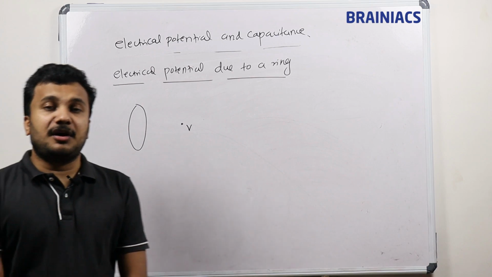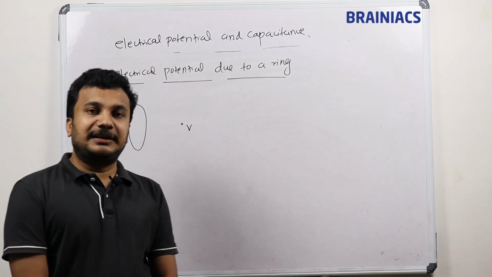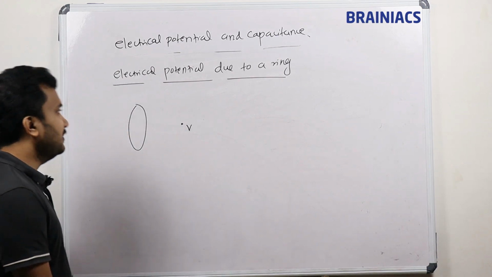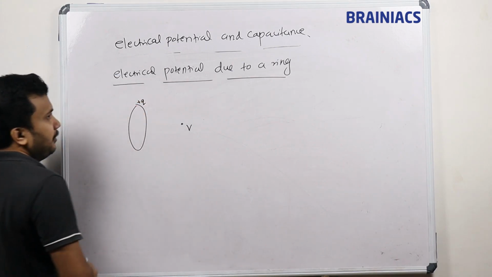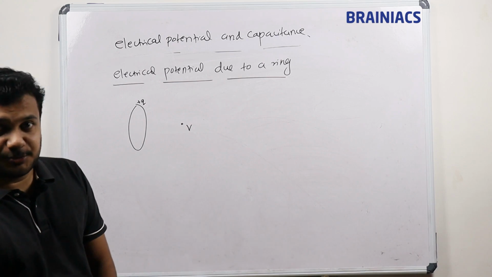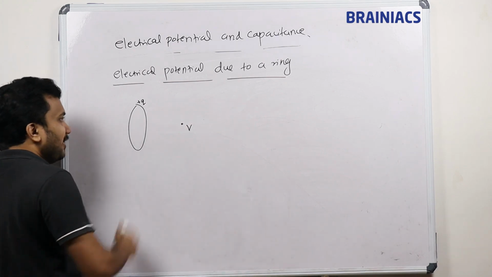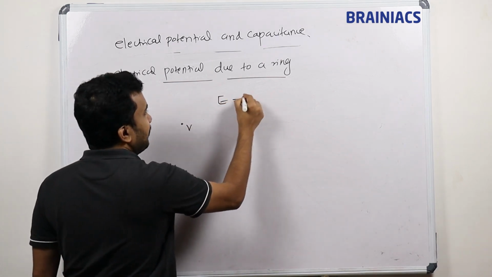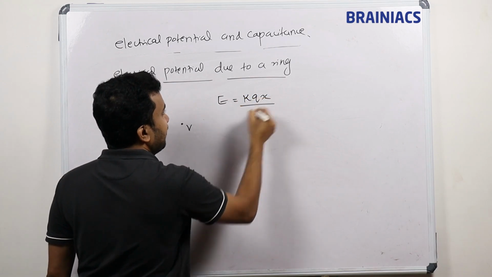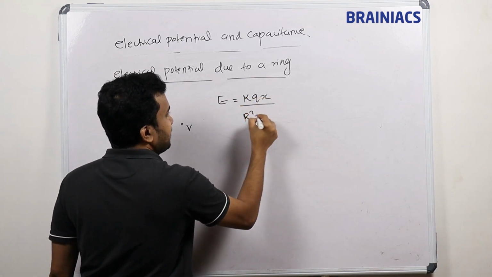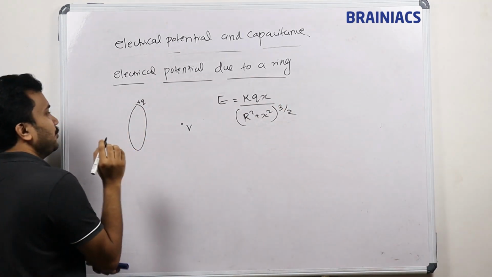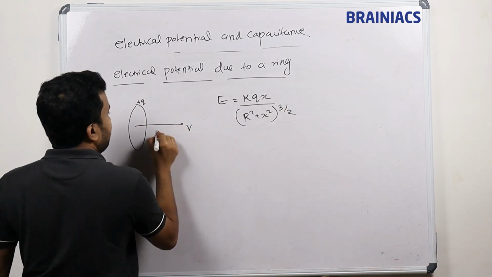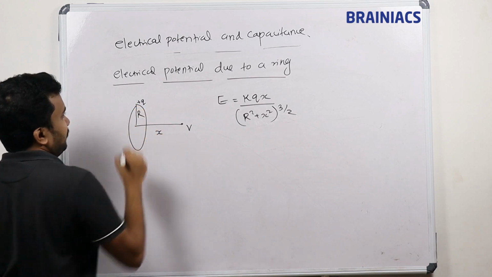Hope you remember, we also found the electric field at this point, due to a ring of charge plus q. Then what is the electric field at this point? You remember this formula: electric field will be equal to kqx divided by (r square plus x square) whole power 3 by 2. We have learned a formula like this one, right? x is the distance from here and r is the radius of the ring.